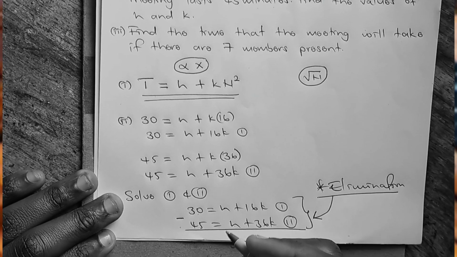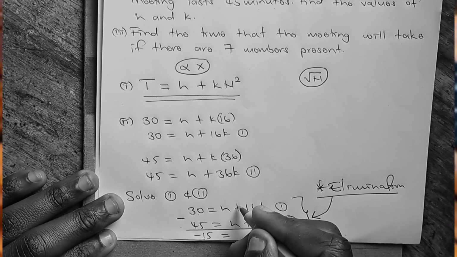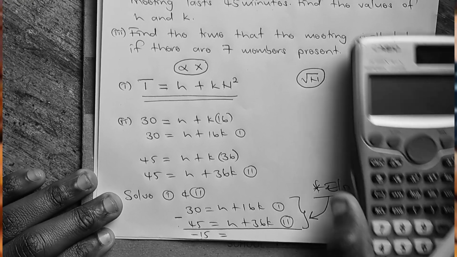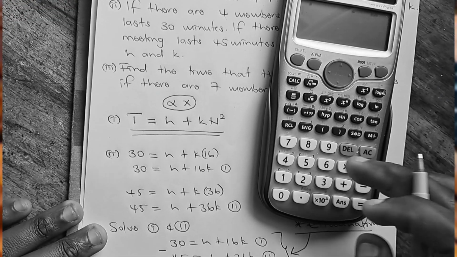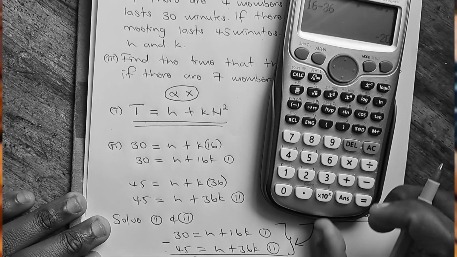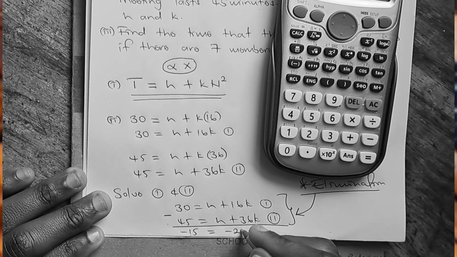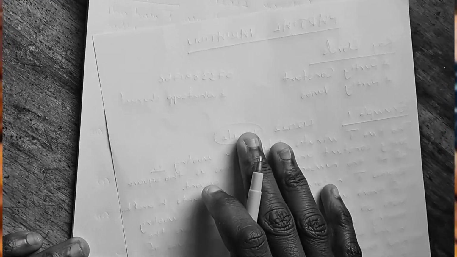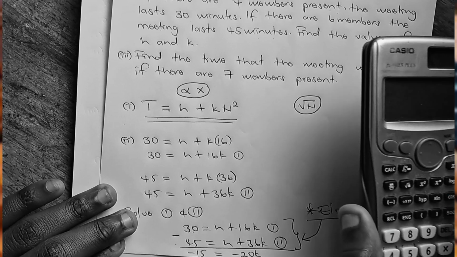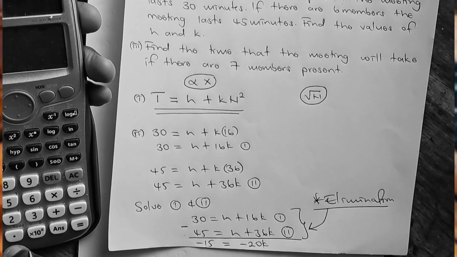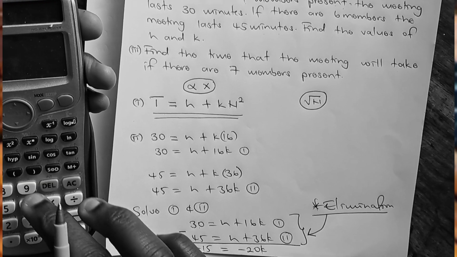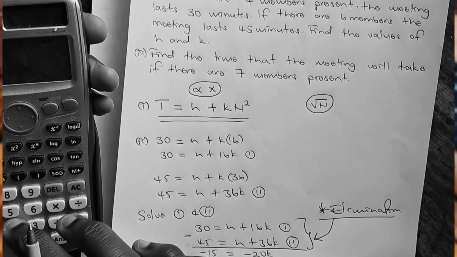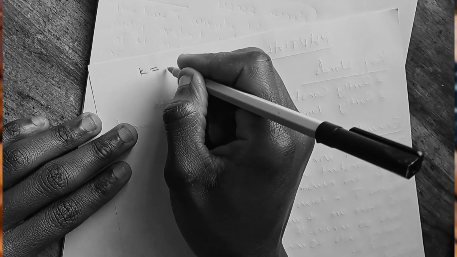So 30 minus 45, you get negative 15 is equal to h minus h, 0. 16 minus 36, utilize your calculator. Since it is a calculator paper, 16 minus 36, you're going to get negative 20. So it will be negative 20k. Then there's no space, so I will turn the bond paper. Then you're going to write negative 15 divided by negative 20, so that we remain with k. So negative 15 divided by negative 20, you're going to get 3 over 4. So k will be equal to 3 over 4.